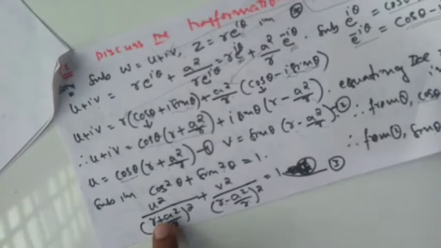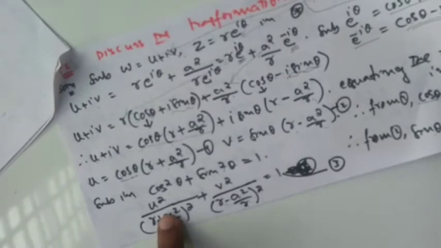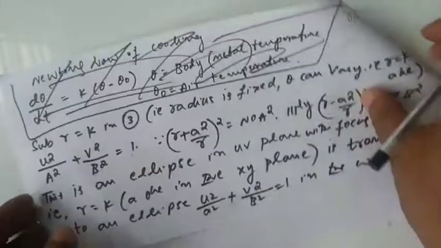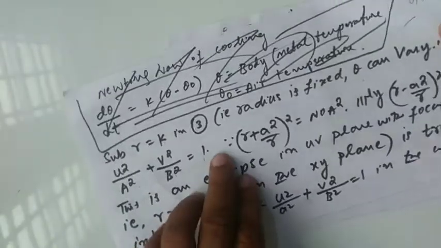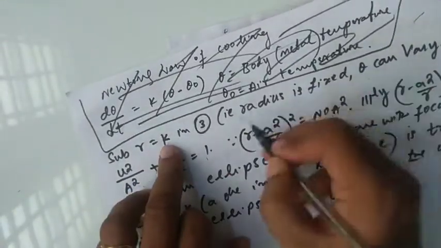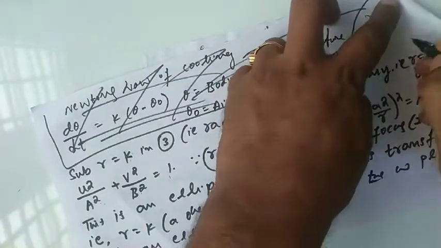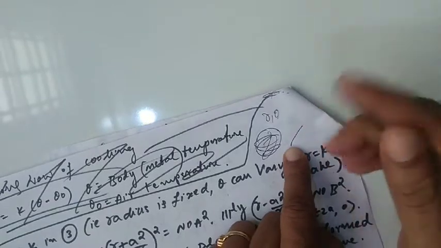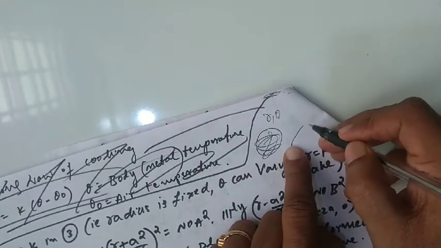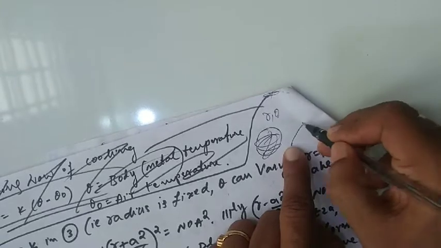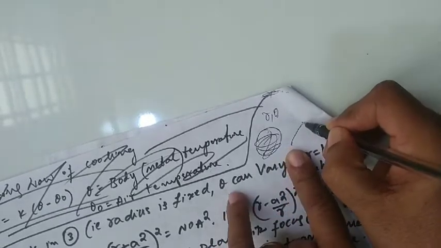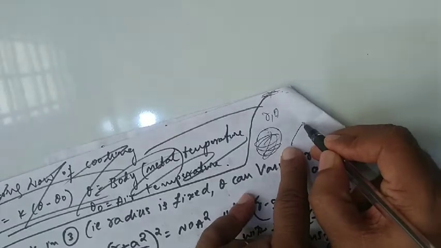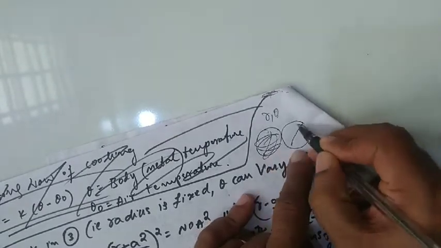Observe, here I have substituted R is equal to k. When R is equal to k, this denominator is a square and this denominator is b square. So u squared by a squared plus v squared by b squared is equal to 1 you are getting. R is equal to k, say 10 centimeter, is fixed. I cannot take R as 11 or 15. R is not varying, but the other variable theta can vary. That means this radius can be rotated.